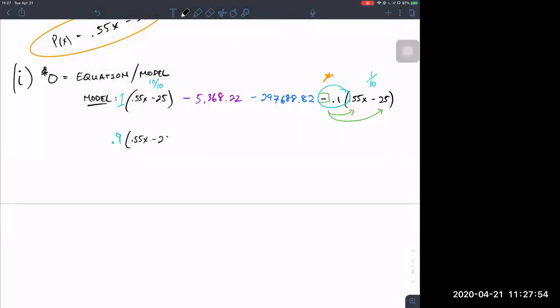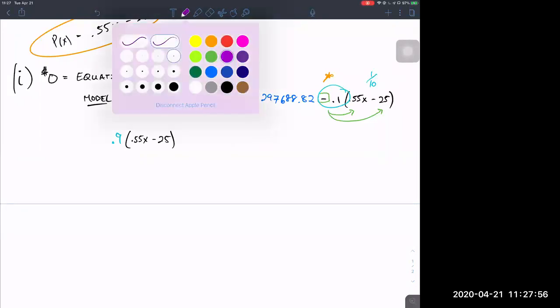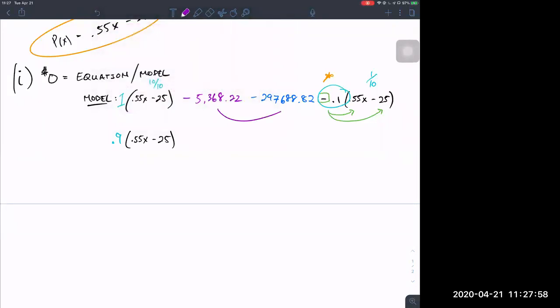0.55x minus 25. And then now you can combine these two numbers right here, because it's going to be a solve problem, right? This is equal to $0. So if you're doing it this way, this is the most common way I see students do it. So let me just add up these two numbers really quick.